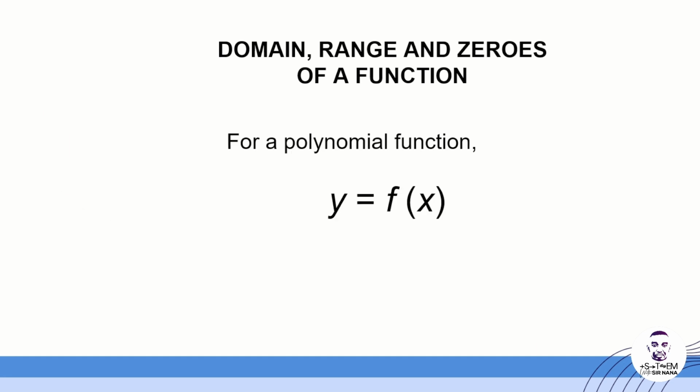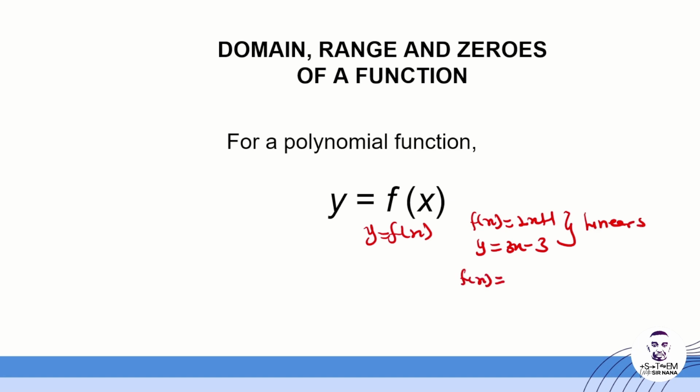So we have different types of functions. For instance, we have polynomial functions which are written in the form y is equal to f of x. So when we see a function f of x is equal to 2x plus 1, or y is equal to 3x minus 3, these are linear functions. Or we see f of x is equal to 2x squared plus 2x plus 1, which is quadratic. All these functions are polynomial.